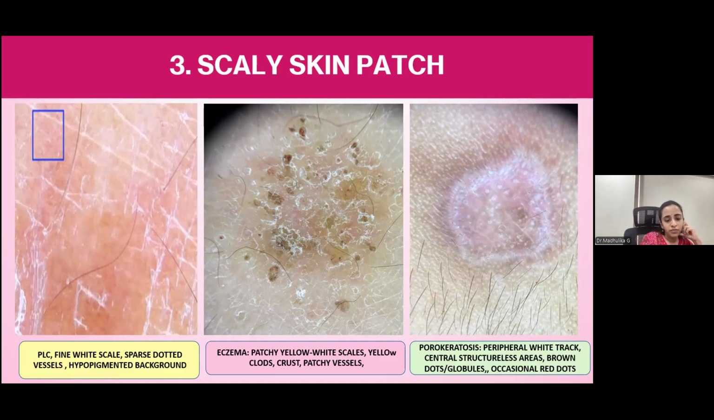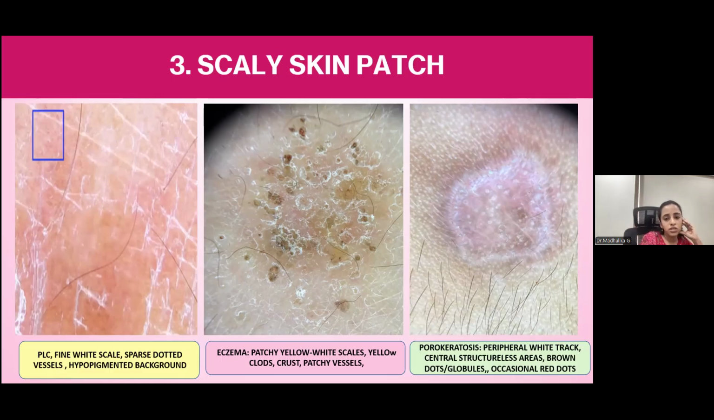Then you have eczema, which is again an inflammatory disorder, but the inflammation is not as much as in psoriasis. So here you see patchy yellow white scales, and then you see yellow clots, which are like the serous discharge that comes from this, and it crusts and it forms a clot. And then the patchy vessels, which is you don't see a uniform distribution of vasculature here.